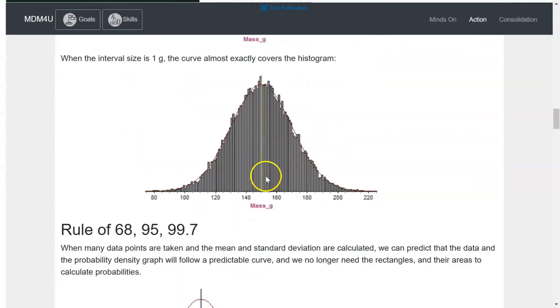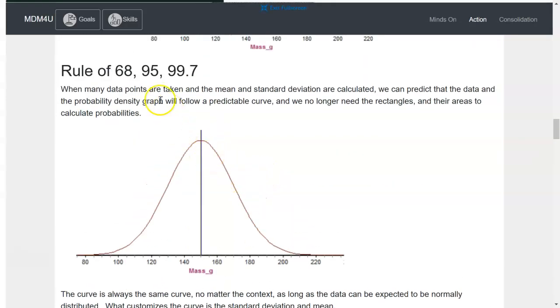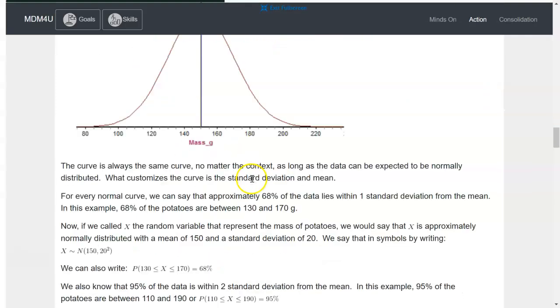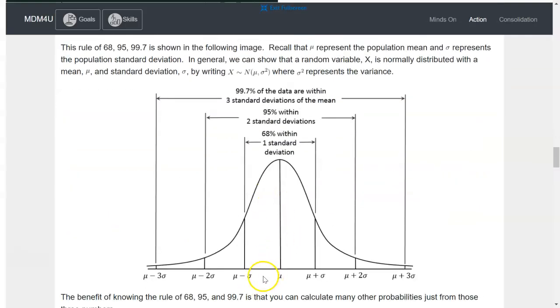And what we find is that 68% of the data is within plus or minus 1 standard deviation of the mean. So if you know what the mean is, and you go out 1 standard deviation in this direction, so plus a standard deviation, and then if you go back this way, minus a standard deviation, this area right here is roughly 68% of the data, give or take, on average. So we're going to use that for some questions.